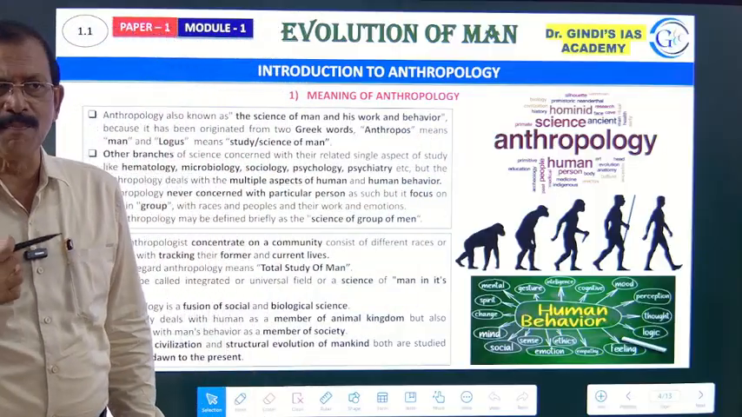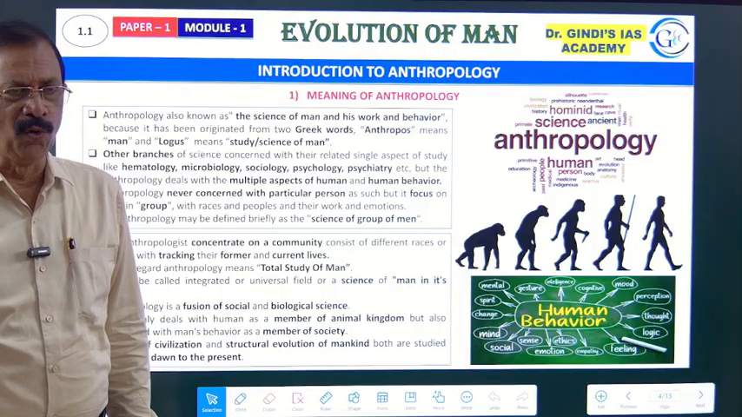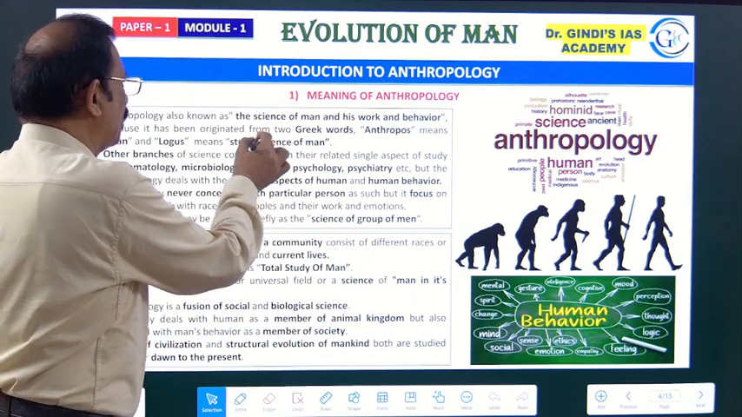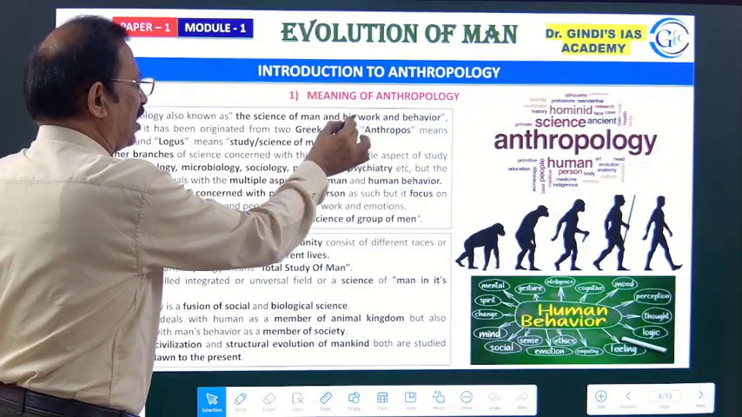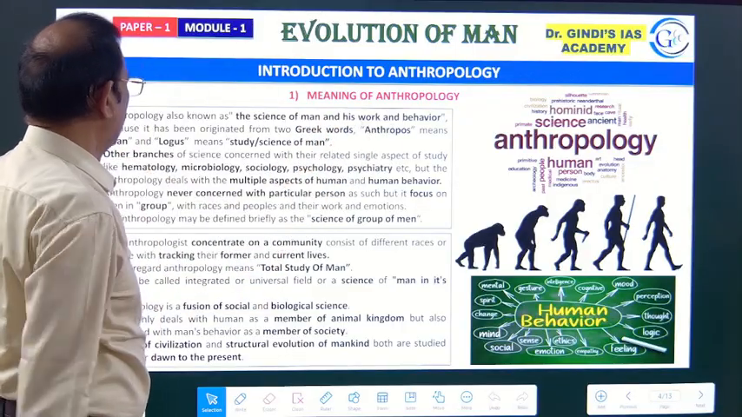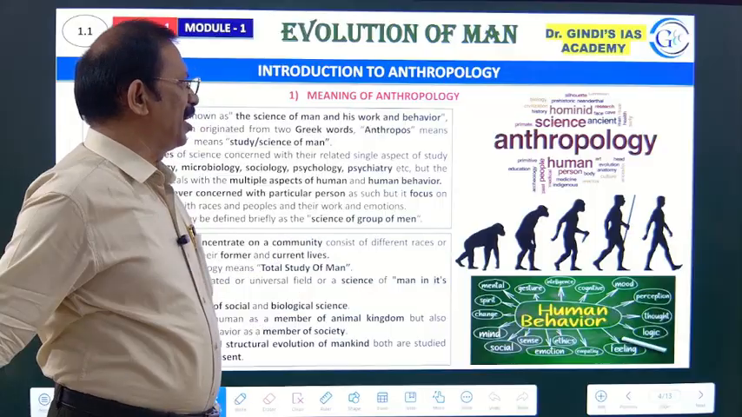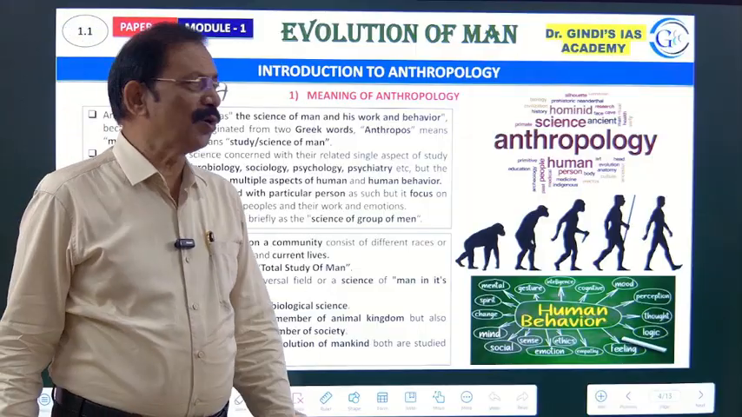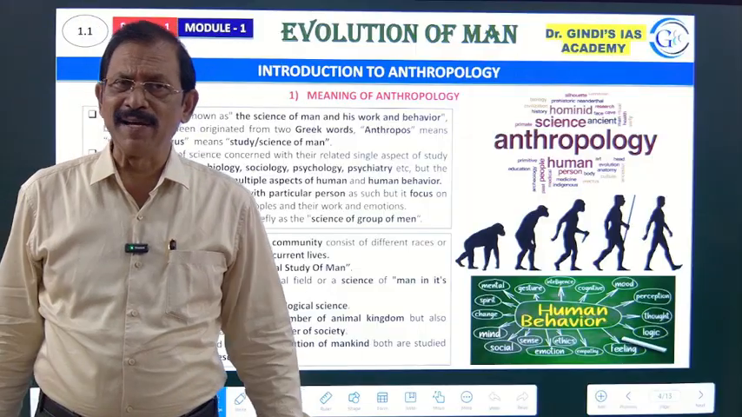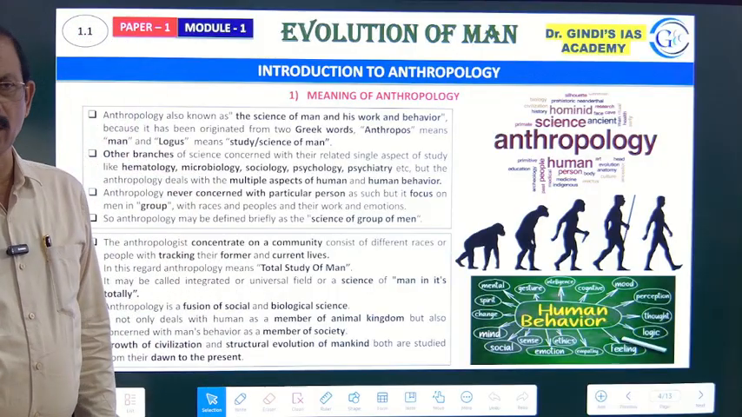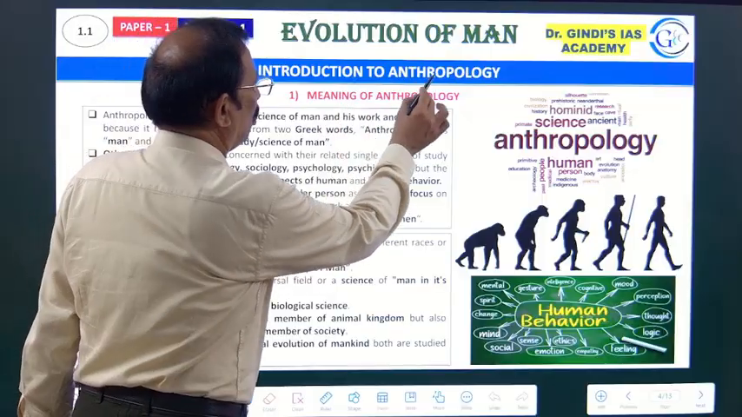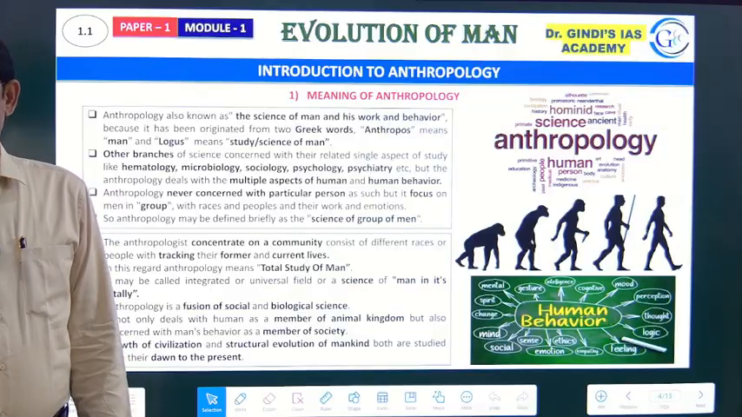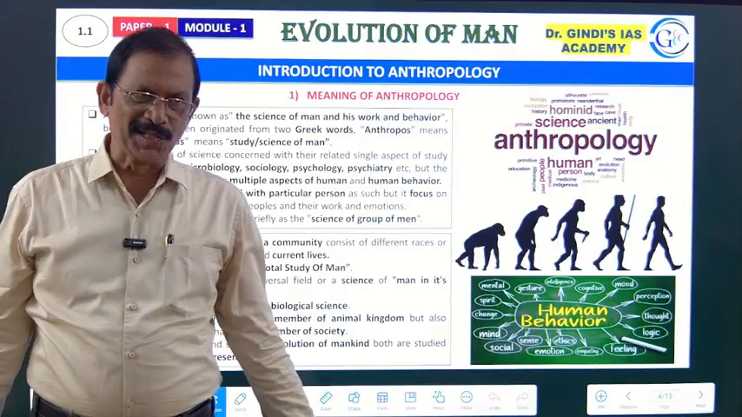Because we are a social animal, we have some special behavior when compared with other creatures. So we are going to discuss all these things: the science of man, his work and behavior, and how it has originated. In Greek, anthropos means man, logos means science. So the science of man is called anthropology. Anthrop means humans, logos means science. So anthropology means science of humans.